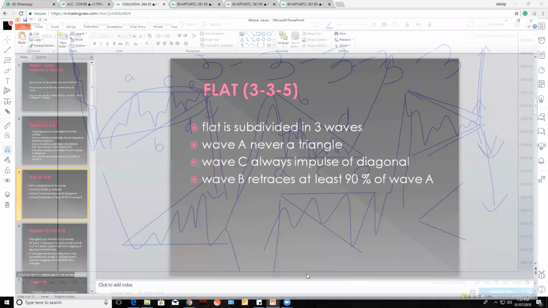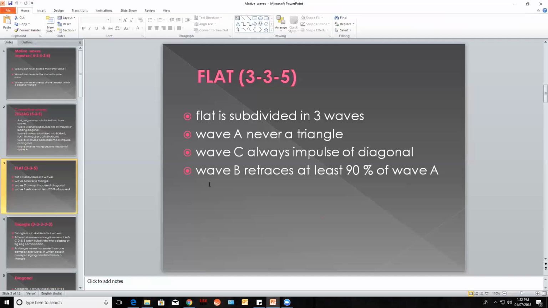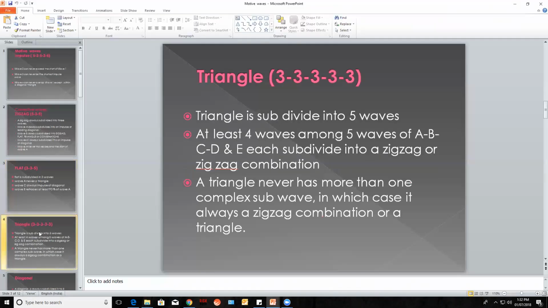Let's see the rules for triangles. It is a flat. Now go for a triangle. A triangle is subdivided into 5 waves. At least 4 waves among the 5 waves A, B, C, D, E are each subdivided into a zigzag or a zigzag combination. Getting my point? What they are telling is, at least 4 waves among the 5 waves, A, B, C, D, E, should have a zigzag correction or a combination of zigzags.